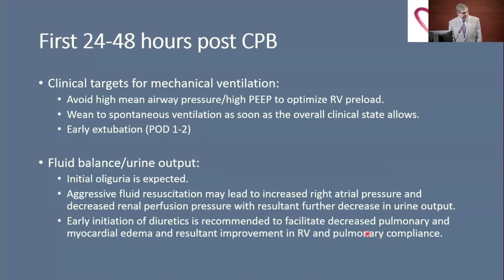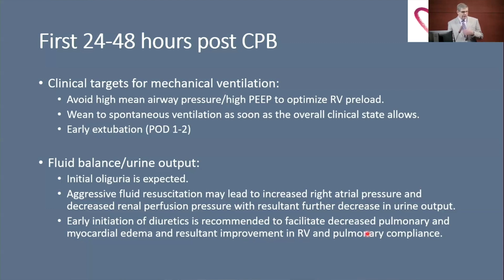As far as clinical targets for mechanical ventilation, again, the goal is to really expedite their extubation. With the cardiopulmonary interactions, with the positive pressure ventilation and this RV that's dysfunctional, it's really important to aim for functional residual capacity. So avoid high mean airway pressures and high PEEP to optimize RV preload. In that vein, we try to wean to spontaneous ventilation as soon as overall clinical status allows. And we aim for early extubation, day 1 or 2.